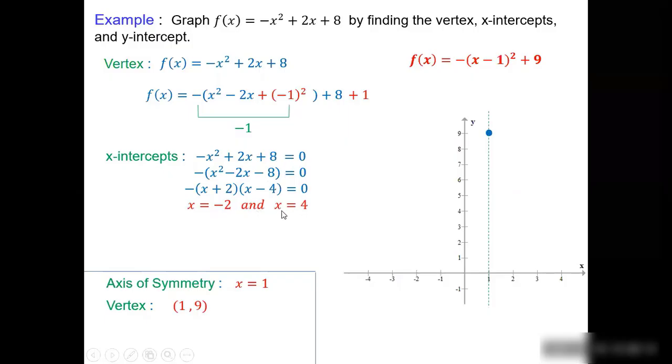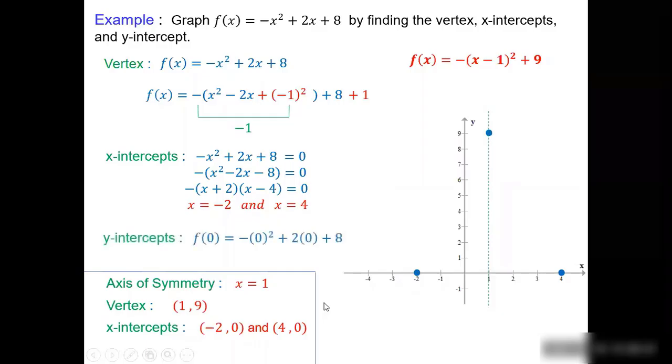So because those are the values that we found by setting the y equal to 0, that means that my x-intercepts are at (-2, 0) and (4, 0), and therefore we can plot those on my x-axis. Now, one check to see that we're correct is that each of these is 3 units away from the axis of symmetry. 4 is 3 units away from 1 on the right side. -2 is 3 units away from 1 on the left side. And therefore, that's still coinciding with what we expect from a parabola.